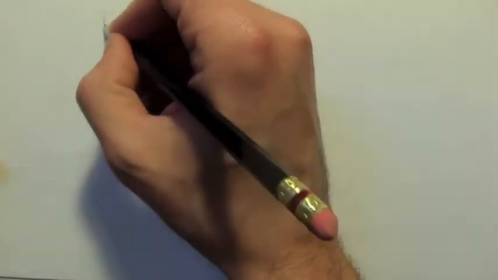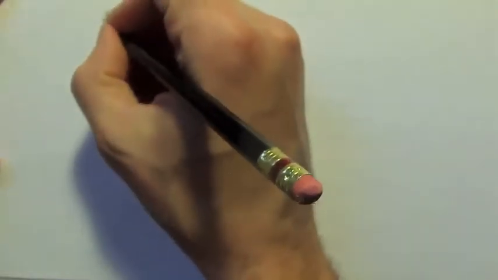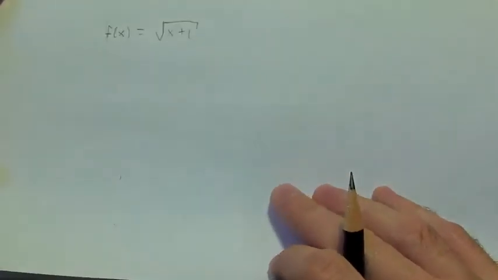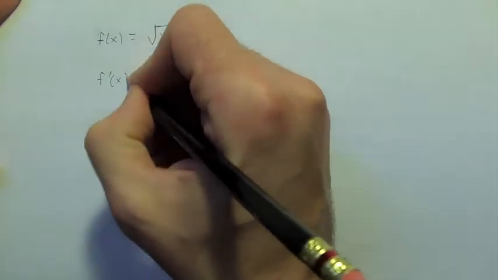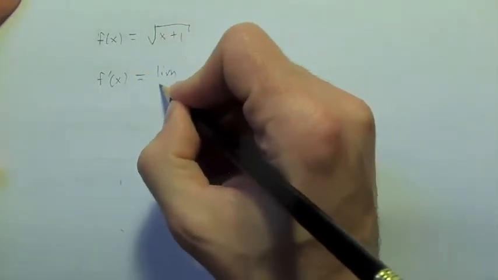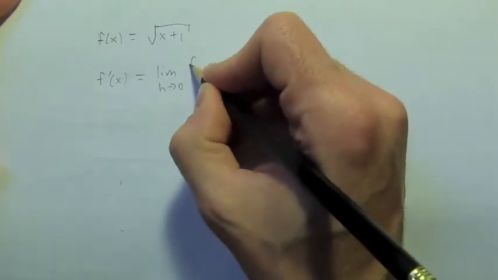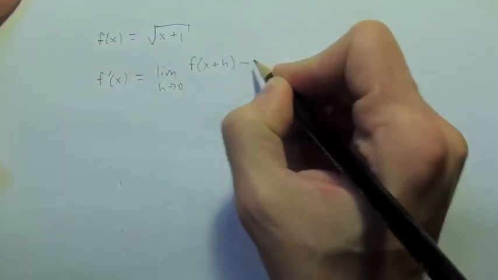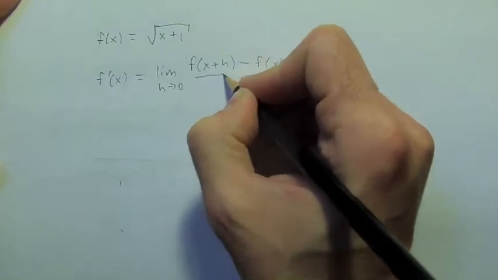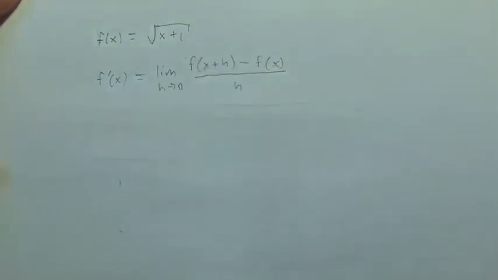Let's say we have, excuse me, let's say f of x is equal to the square root of x plus 1. Okay. And we want to find f prime of x. So f prime of x is going to be, and let me tell you, if you just write this definition every single time you have to use it, you'll have it memorized in no time. That's how I memorized things when I was in calculus.